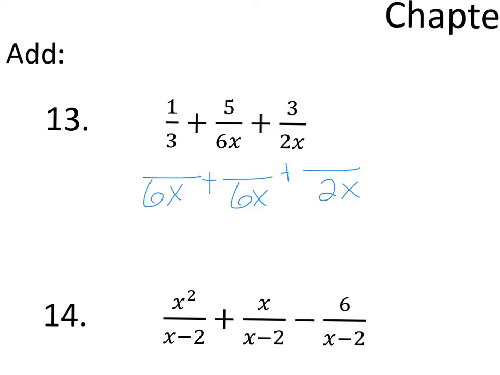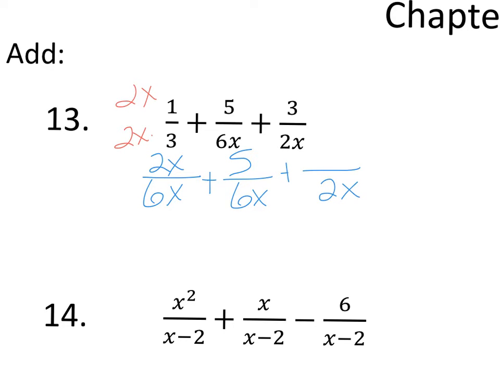Now, whenever you change a denominator, you have to also change the numerator. So you look from the old denominator to the new denominator, and what do you have to multiply 3 by to get 6x? Well, 3 times 2x makes 6x, so the numerator also needs to be multiplied times 2x. 2x times 1 is 2x, so this numerator is 2x. This denominator did not change, so the numerator does not need to be changed.